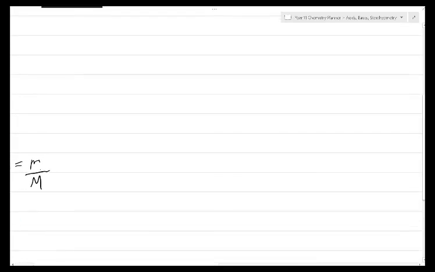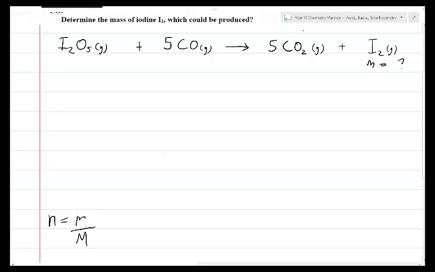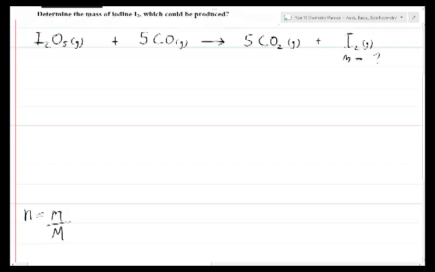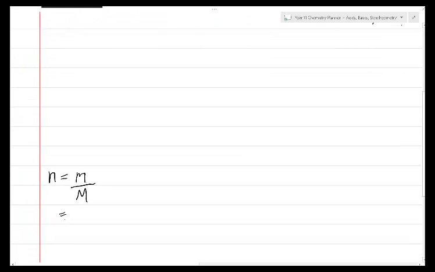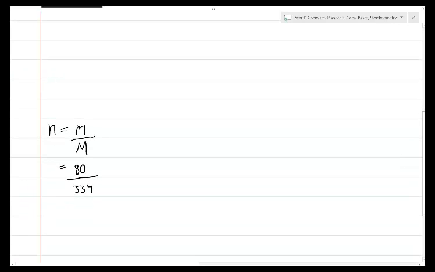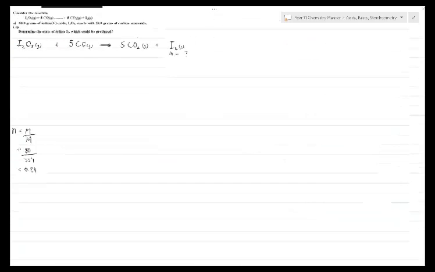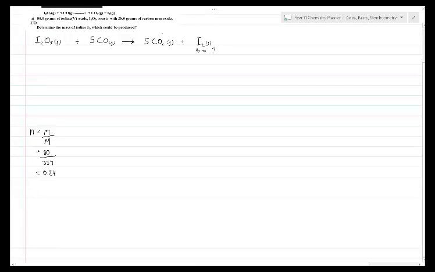Okay, I might zoom in a little bit. Alright, so our number of moles is equal to mass divided by our molar mass. The mass, according to the question, is 80 grams. And our molar mass, if you add it up, I2 is 127 times 2. There are 5 oxygens, which are 16 each. If you add all that up, you'll get 334. Okay, 80 divided by 334 is 0.24. Alright, so that's the number of moles of I2O5 we have.